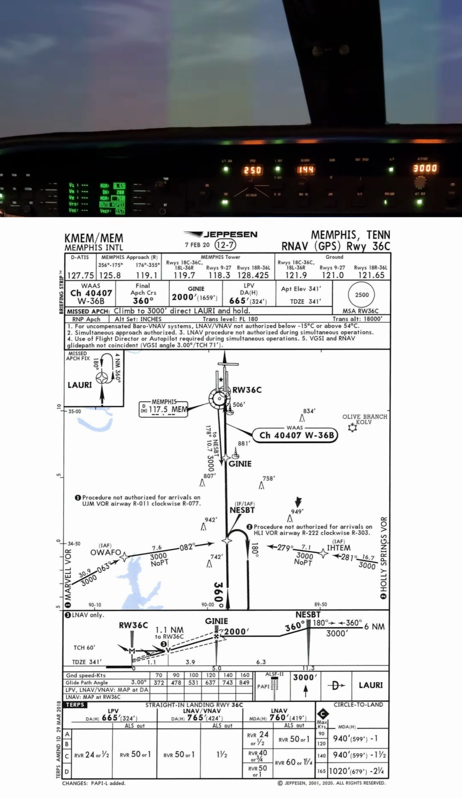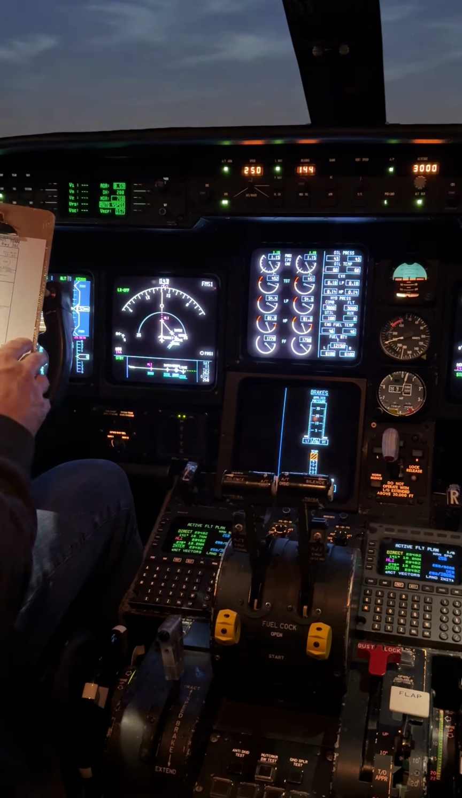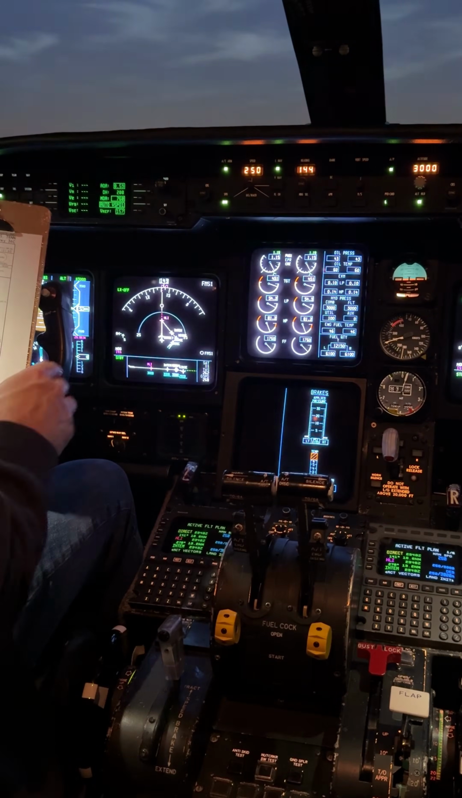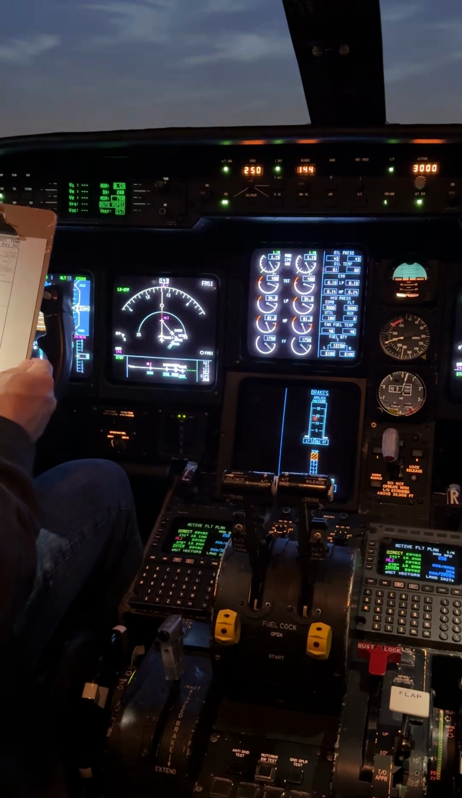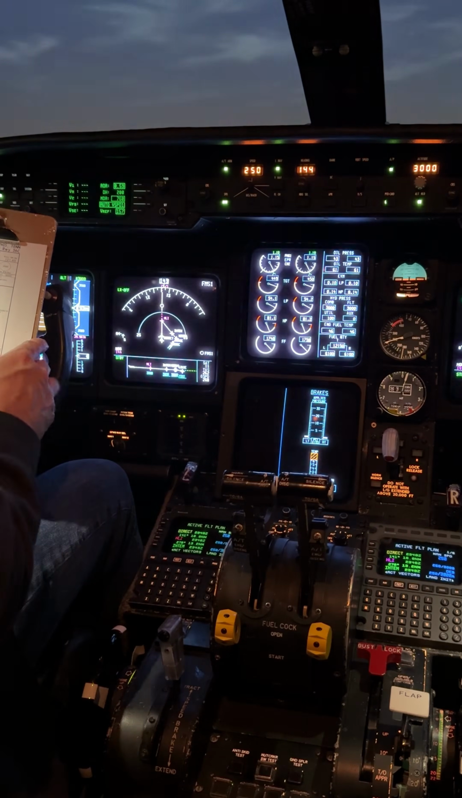We have a WASP frequency over here. We don't need this because this is not going to be an LPV approach. This is only going to be an LNAV approach. It's going to be the RNAV GPS. It's going to be the LNAV approach. We will use VNAV, but we're going down to LNAV minimums. And I'll show you how to do that in a moment.